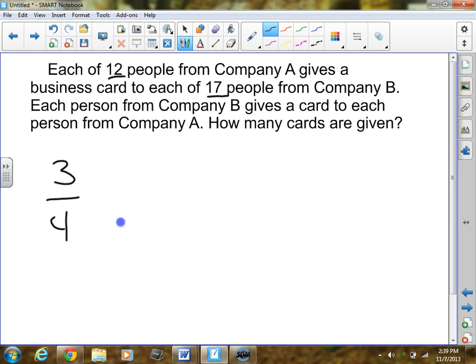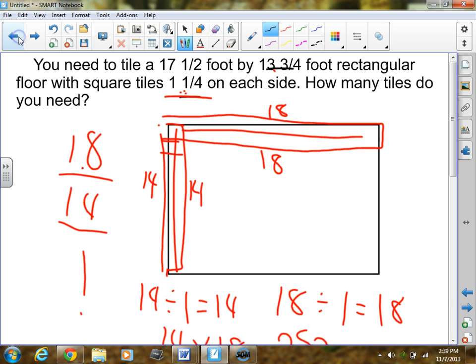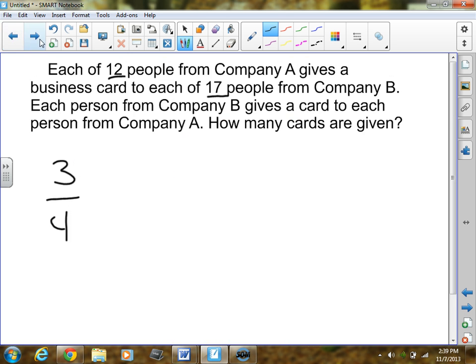So now with this one, as I talked about in other lessons, it would be wise to draw a diagram. As with this one back here, you see I drew a diagram. With this one, I'm going to draw a diagram. So let's do 3 people. This is the simpler problem. So 1, 2, 3. And then 4 people from company B. So 1, 2, 3, 4.